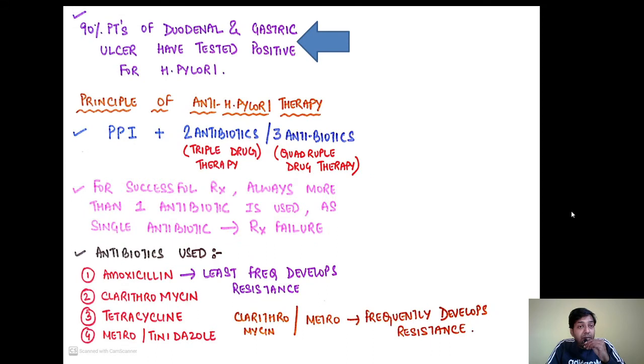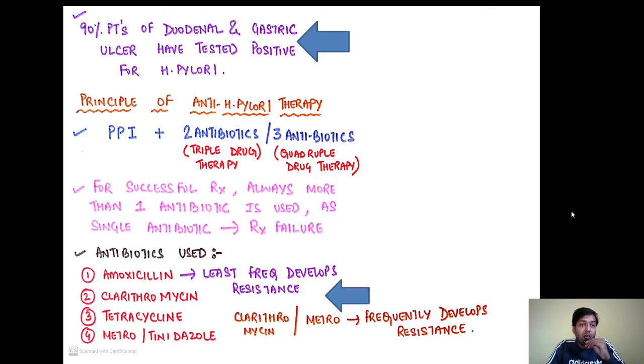Remember that 90% of patients with duodenal and gastric ulcers have tested positive for H. pylori. So if you see all the patients who are having duodenal and gastric ulcers, out of them 90% have tested positive for H. pylori.